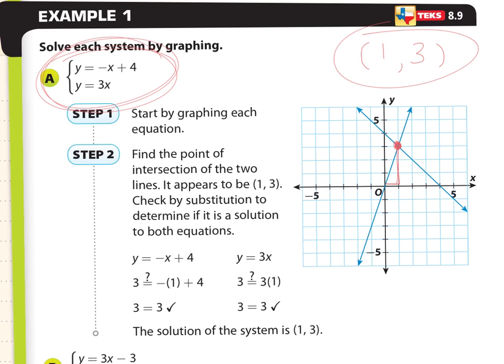Now this is where it's weird. You have to hit enter 3 different times. Enter, enter, enter, and then it tells you your solution. 1 and 3. X is 1, Y is 3.